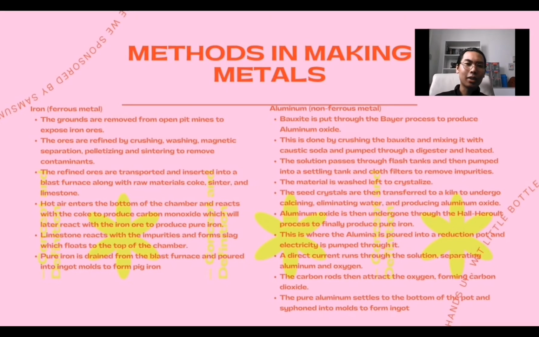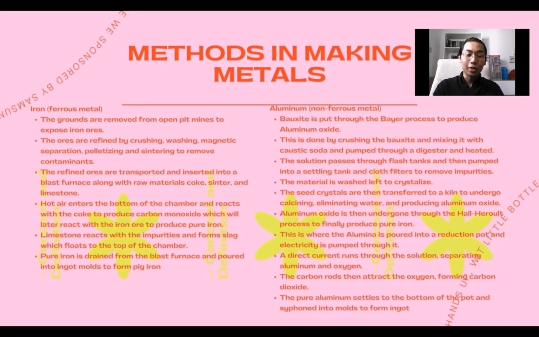Hot air is blasted through the bottom of the tank and reacts with the coke to produce carbon monoxide, which will then react with the iron ore to produce pure iron. Limestone reacts with the impurities to form slag, which floats to the top of the blast furnace, separating it from the pure iron. The pure iron is then drained from the blast furnace and poured into ingot molds to form iron ingots called pig irons. And that's how iron is manufactured.